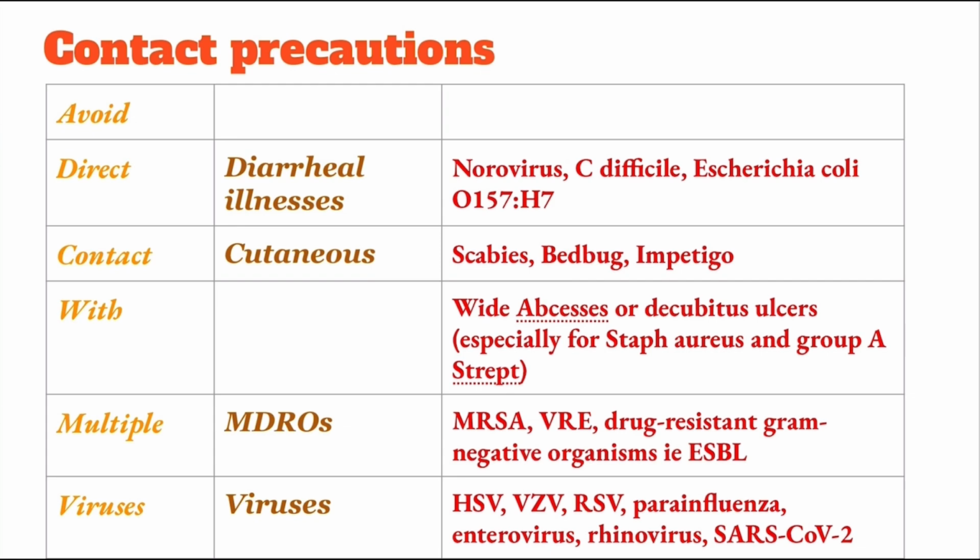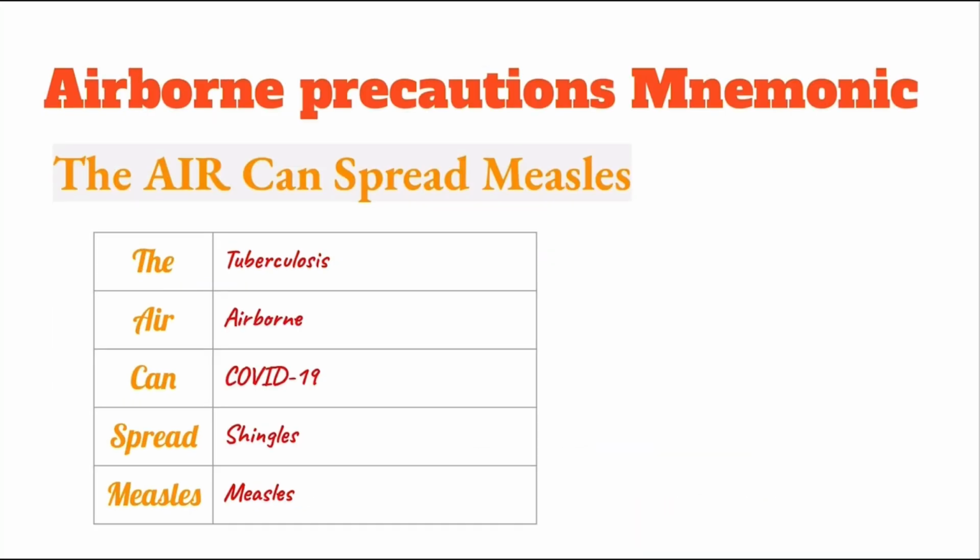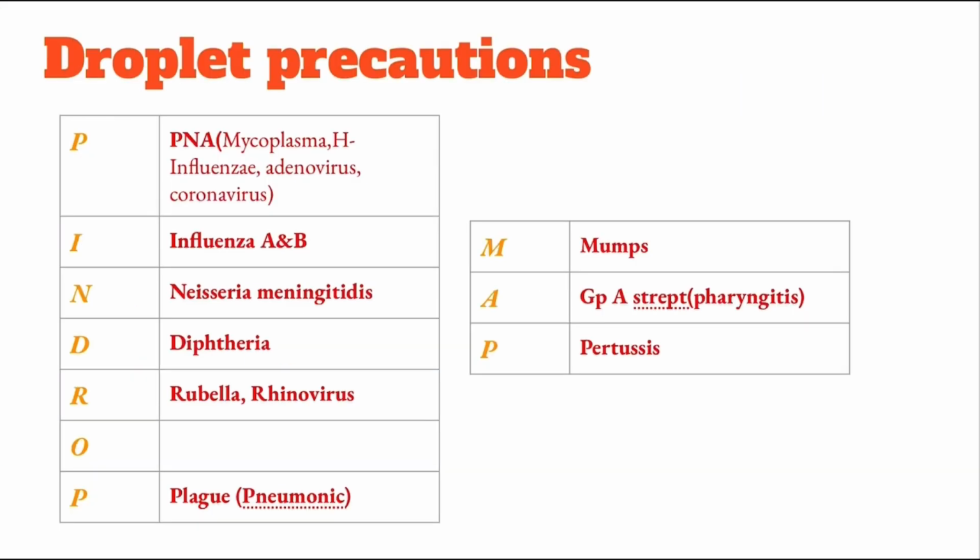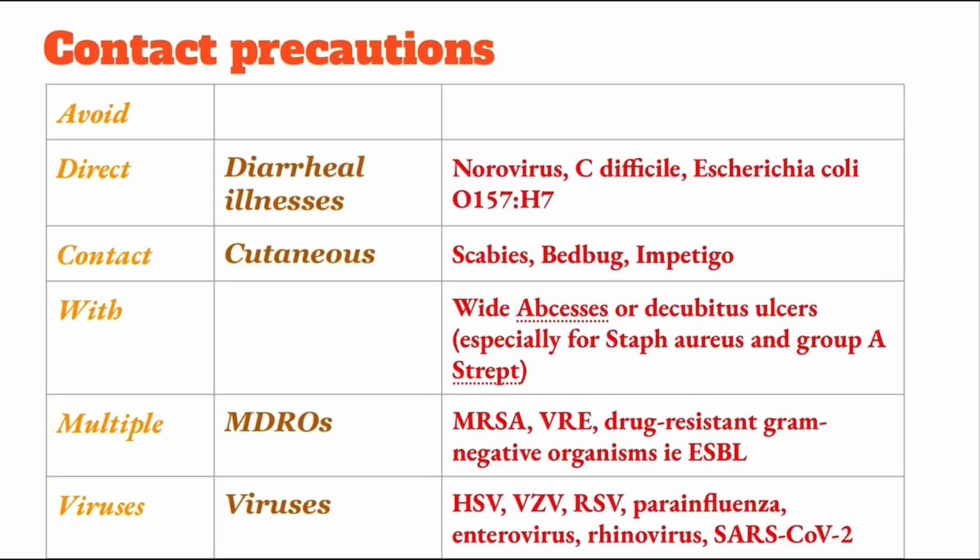And there you have it. Isolation precautions simplified with mnemonics to help you recall the key concepts easily. Like we discussed, airborne precautions from the mnemonic "The air can spread measles," the droplet precautions from "PIN DROP MAP," and contact precautions from "Avoid direct contact with multiple viruses."